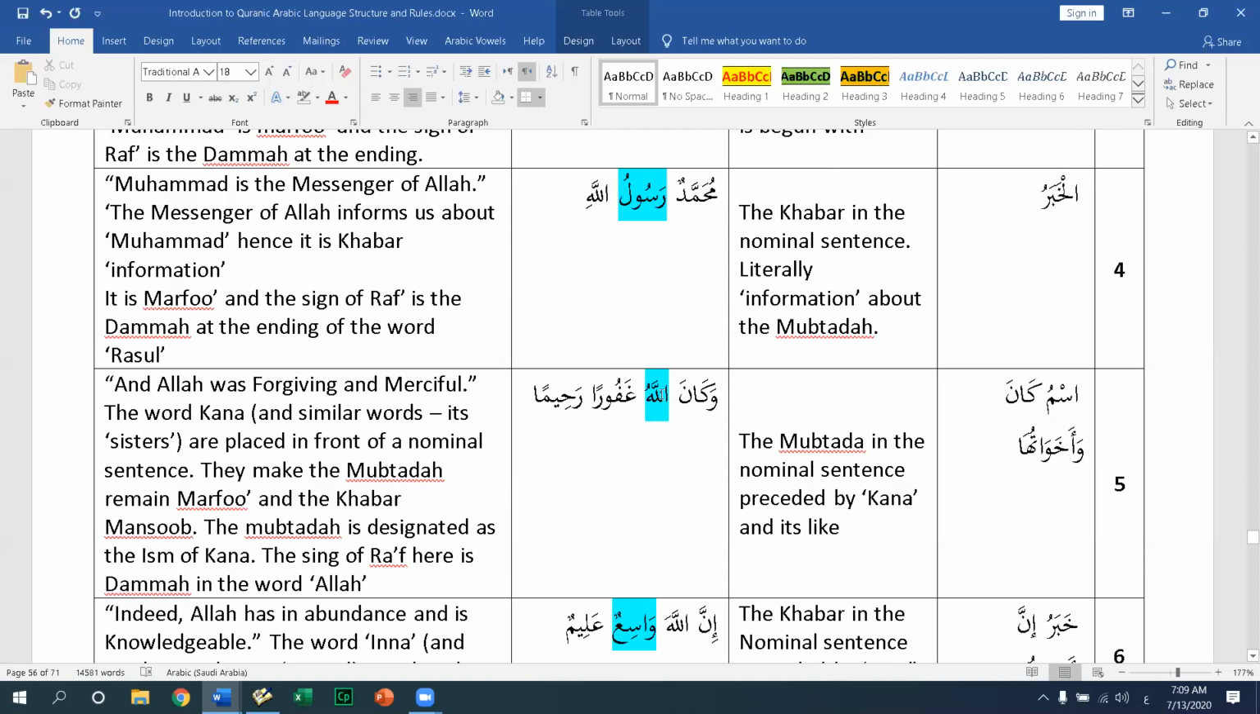We say first of all, we don't say Allah, we say lafdul jalala. We don't say lafdul jalala is the fa'il. We say lafdul jalala is ismu kana. And then we say ghafuran is khabaru kana, and it's mansub. And rahiman is badal min ghafur. Rahim is badal. كان الله غفورا كان الله رحيما.